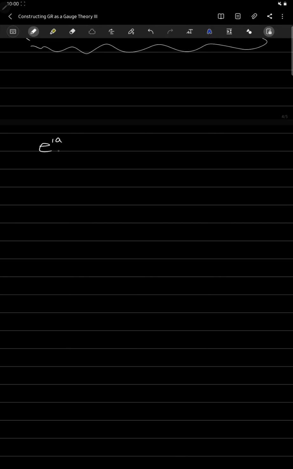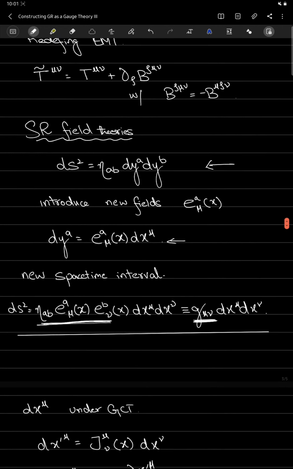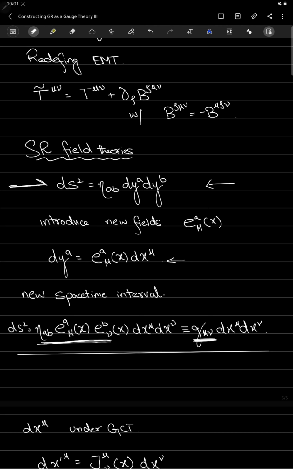e prime a mu of x is equal to the transformation matrix lambda a c of x times e c mu of x, right? And another one would be eta ab lambda ac of x times lambda bd of x is equal to, if you contract the indices, you contract a with a, b with b, and you're left with eta cd. Now, this is just a consequence of the global Lorentz invariance of your general space-time interval, which is this one over here, right?